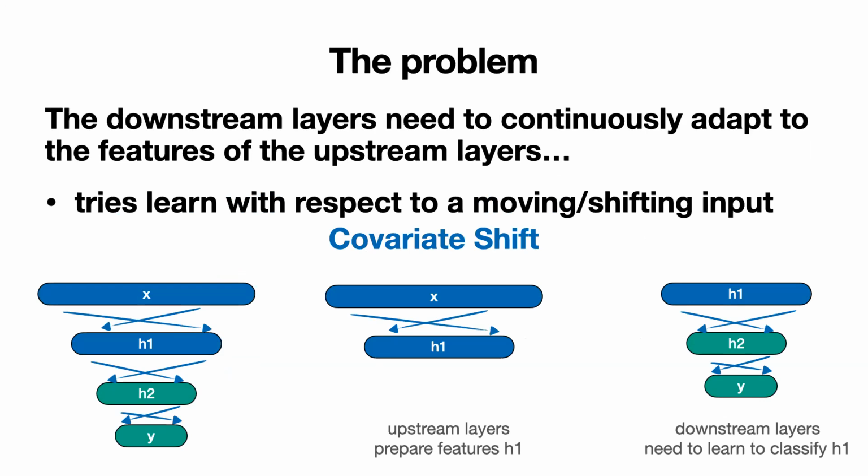So what is happening in the deep network? The upper layers are preparing the data for the lower layers. And so you can think, okay, if you forget about the upper layers, the lower layer is just a neural network that is seeing some data and it needs to solve a learning problem, right?